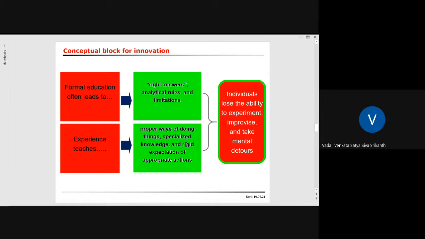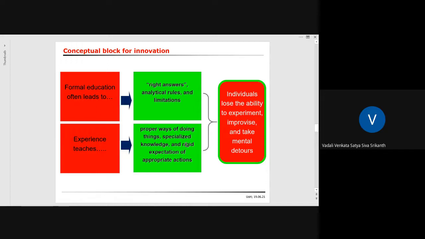Now, there is a big conceptual block for innovation, especially in the context of countries like India. We strongly depend on formal education. We strongly depend on experience, and unfortunately, it has been proven that these two are conceptual blocks for innovation. They are good. I'm not saying that they're bad, but they are blocks.